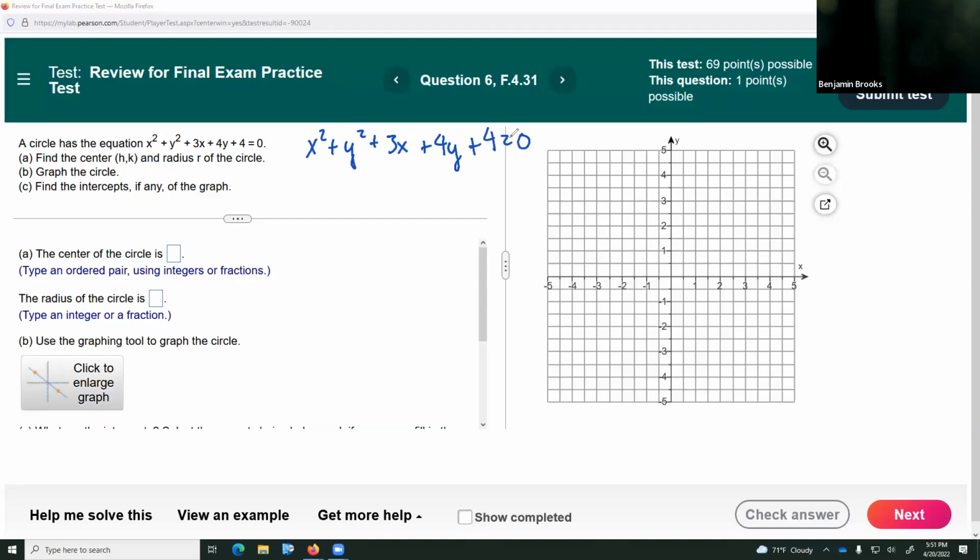Now we know how to get from general to standard form. We've done it quite a few times, but we're going to practice. The first thing we're going to do is get your x's together, get your y's together. You're going to have x squared plus 3x and then plus y squared plus 4y is equal to -4. Get your x's together, your y's together, and put the numbers on the other side. Does this kind of ring a bell? Hopefully. We did it a lot.